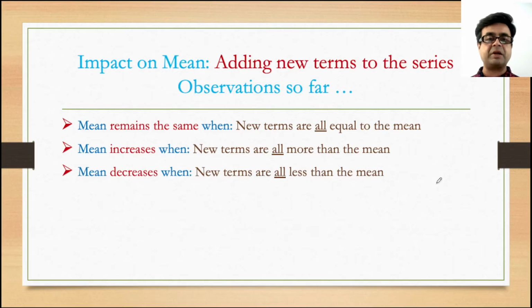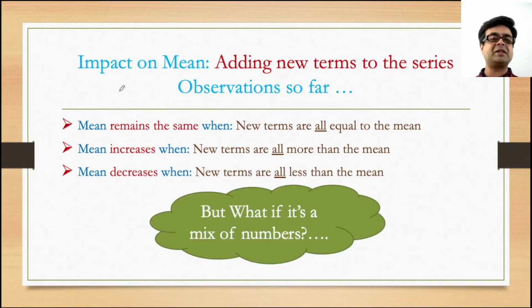Let's review this pattern really quickly. The mean remains the same when the new numbers that you add to the series are all equal to the mean. The mean increases when the new numbers are all greater than the mean. And finally, the mean decreases when the new numbers are all less than the mean. However, in a question, it could be a mix. Some numbers could be greater than the mean and some numbers could be less than the mean. How would we tackle that part of the problem? Let's look at it next.